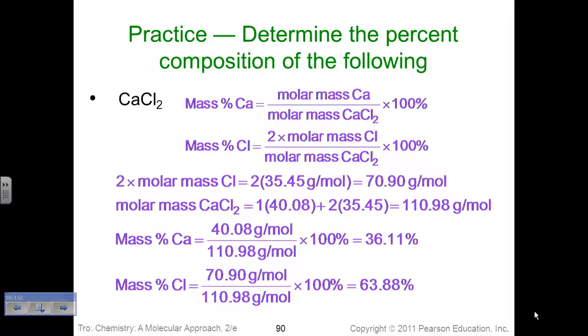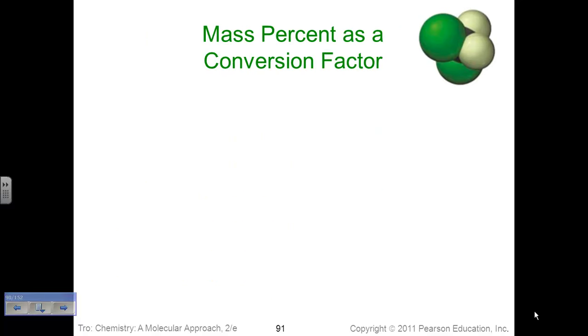Same strategy for chlorine: 70.90 grams divided by 110.98, that's part over whole. Chlorine's contribution to the total weight of the compound is 63.88%. And double check, it's 36.11 plus 63.88, darn close to 100% of the mass. It certainly is, and a little bit off just by rounding.